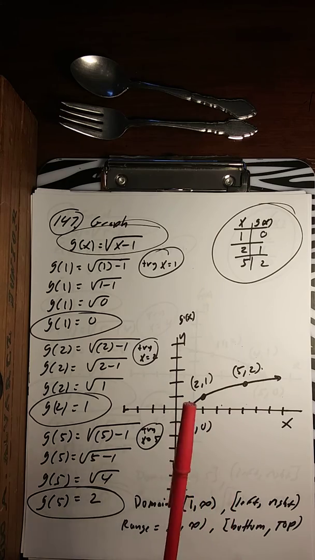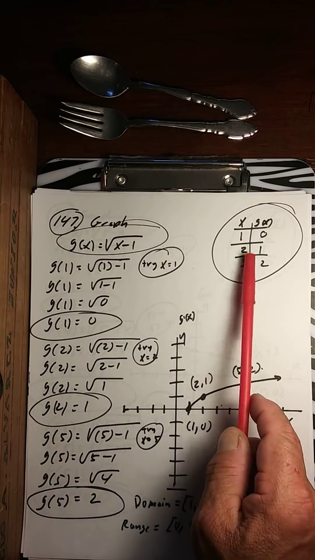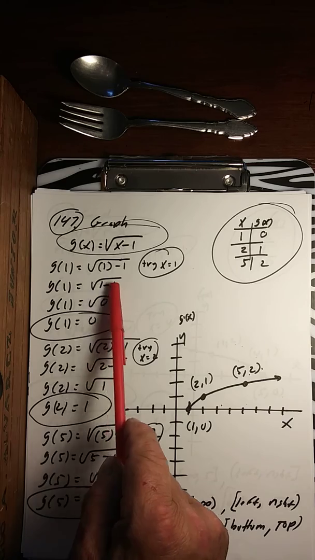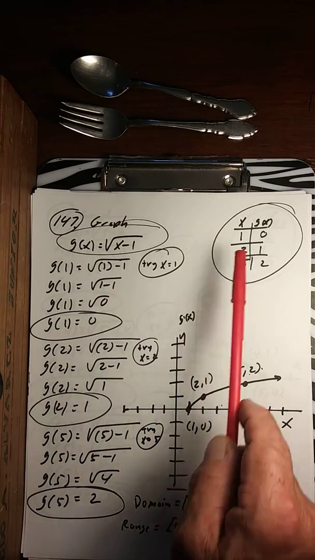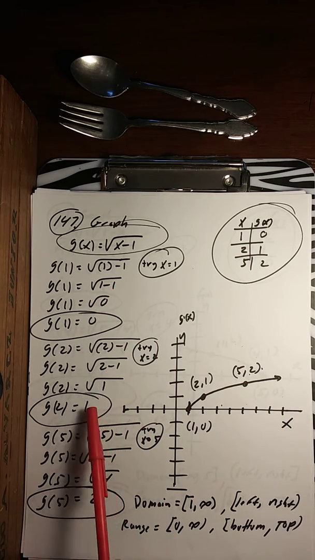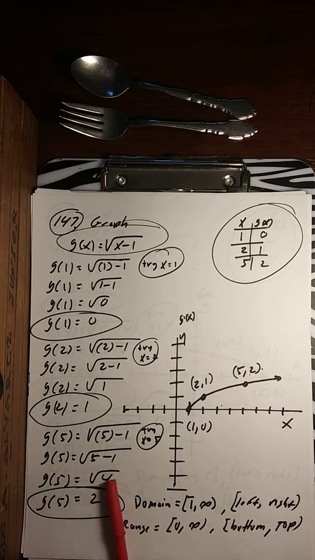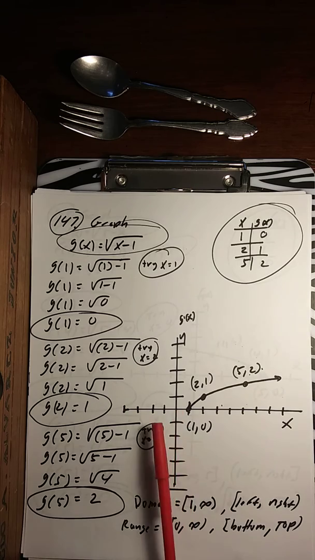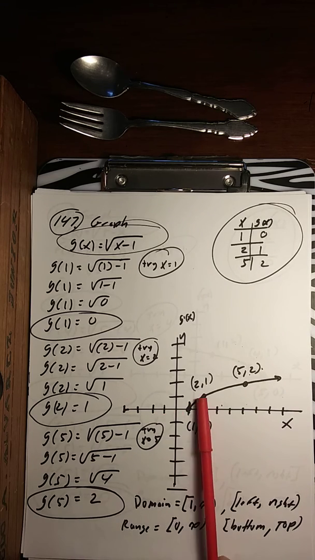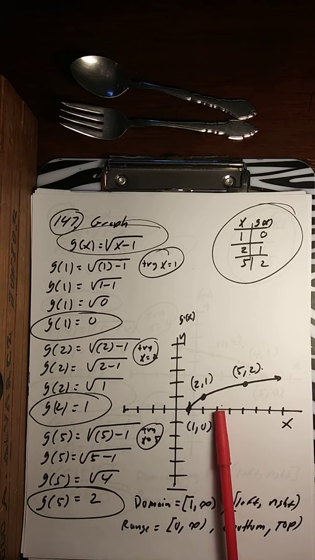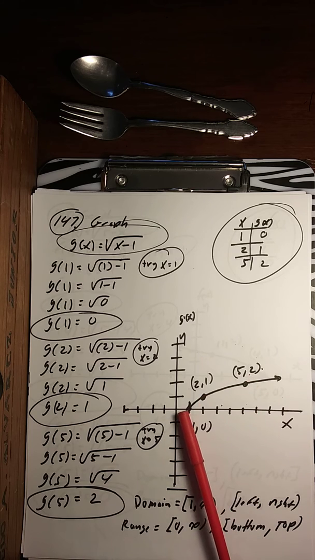Graph this one. I'm going to give you some numbers to try. Try 1, 2, 5. Put a 1 in there. 1 minus 1 is 0, square root of 0 is 0. Put a 2 in there. 2 minus 1 is 1, square root of 1 is 1. 5 minus 1 is 4, square root of 4 is 2. So we have (1, 0), (2, 1), and (5, 2): 1, 2, 3, 4, 5 and up 2 spaces. So the graph goes here, it goes that way.